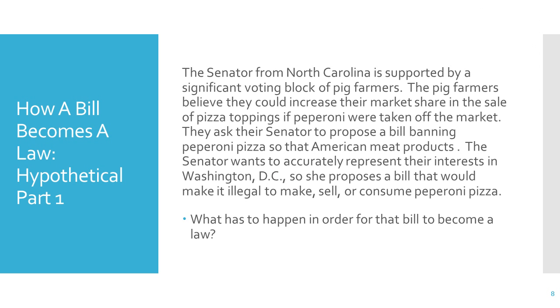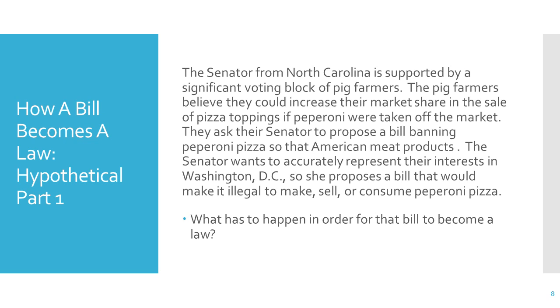All right, we'll finish up with a hypothetical, because maybe an example will help you understand all this. This has been pretty complicated. Let's imagine that the senator from North Carolina is supported by a significant voting bloc of pig farmers. The pig farmers believe they could increase their market share in the sale of pizza toppings if pepperoni were taken off the market. So they ask their senator to propose a bill banning pepperoni pizza so that American meat products are protected. The senator wants to accurately represent their interests in Washington, D.C., so she proposes a bill that would make it illegal to make, sell, or consume pepperoni pizza. So what would have to happen for that bill to become a law?